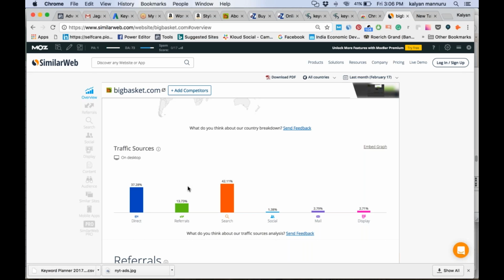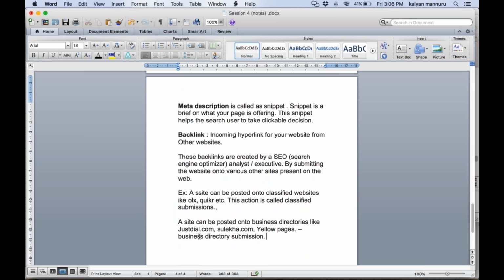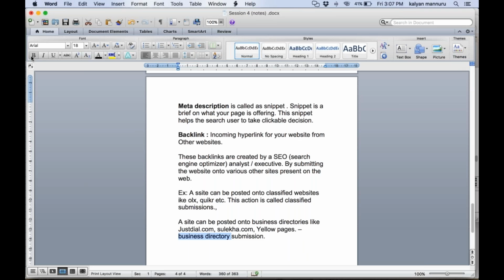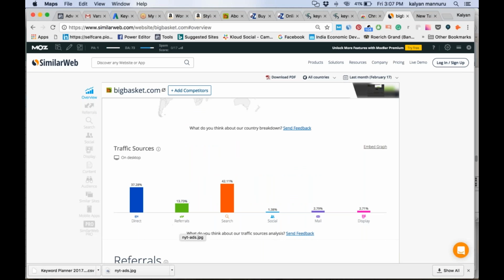All right. So if you look at referrals, for example, 13.73%. Referral is nothing but third party websites giving you the traffic. I told you, you can submit your website onto many other websites, correct? So you can do submissions like classified submissions and also business directory submissions. So it may happen that you are getting traffic from these websites. You can also do coupon submissions. As a website, I'm going to submit my coupon onto various other websites. So coupondunia.com, all these websites can refer traffic to me.